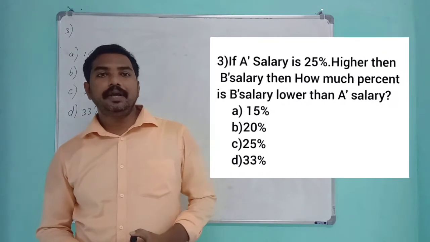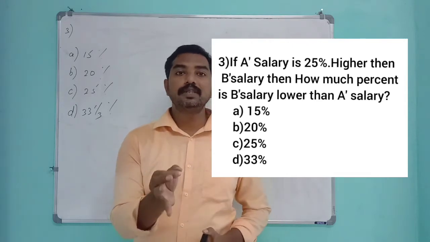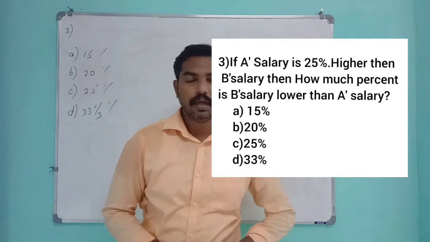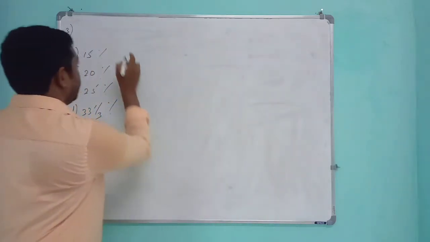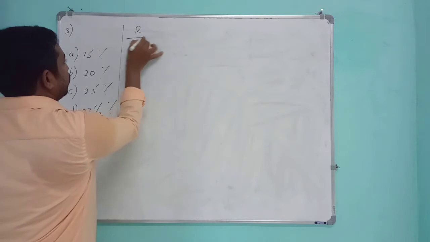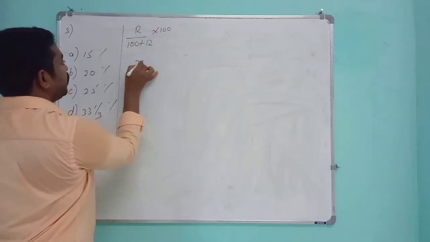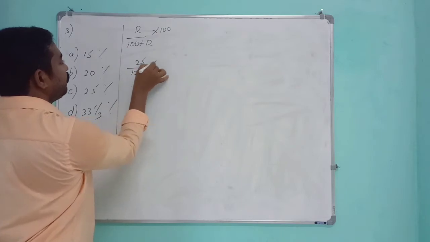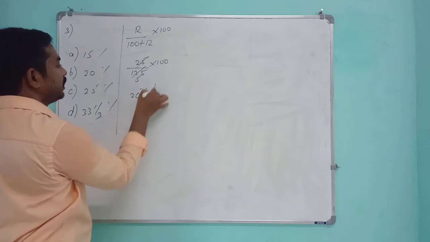See question number 3 here. The salary of A is 25% more than B. It is asking how much the salary of B is less than that of A. That can be solved with a formula, that is R by 100 plus R into 100. Now consider R value as 25. 25 by 125 into 100. 25 1s are 25, 25 5s are 125. The answer is 20% less.